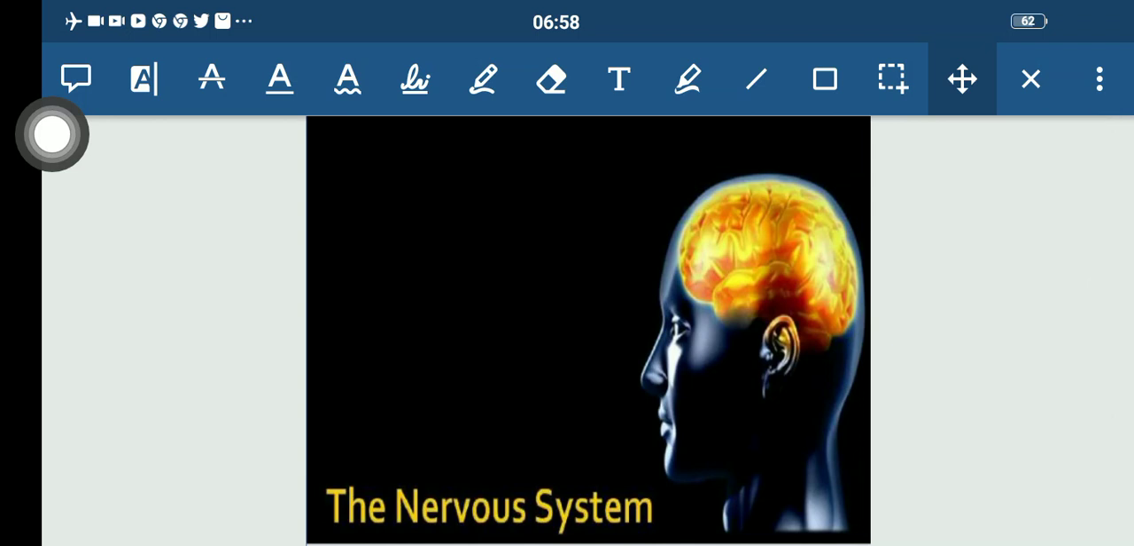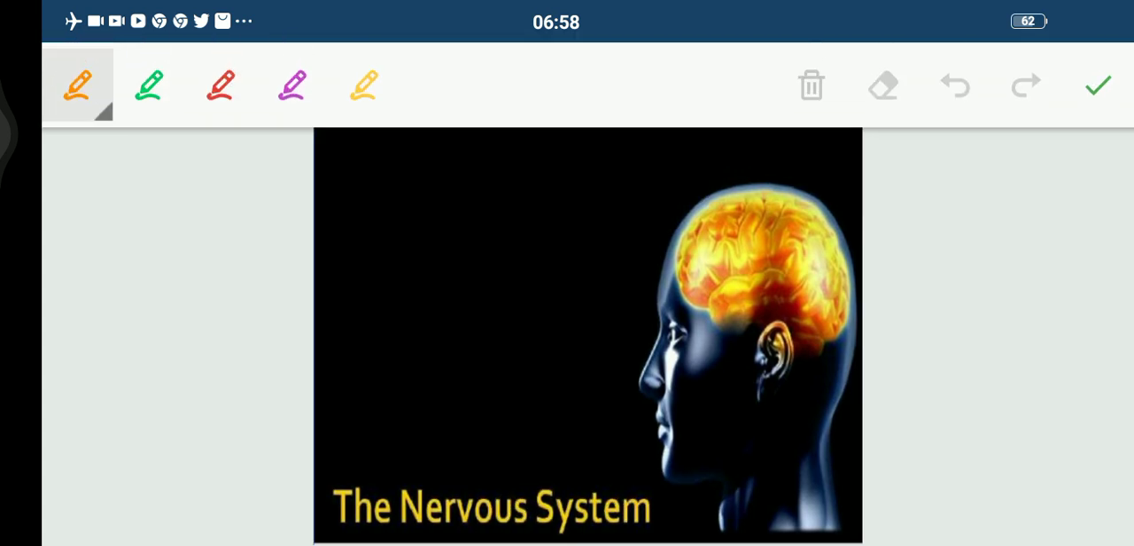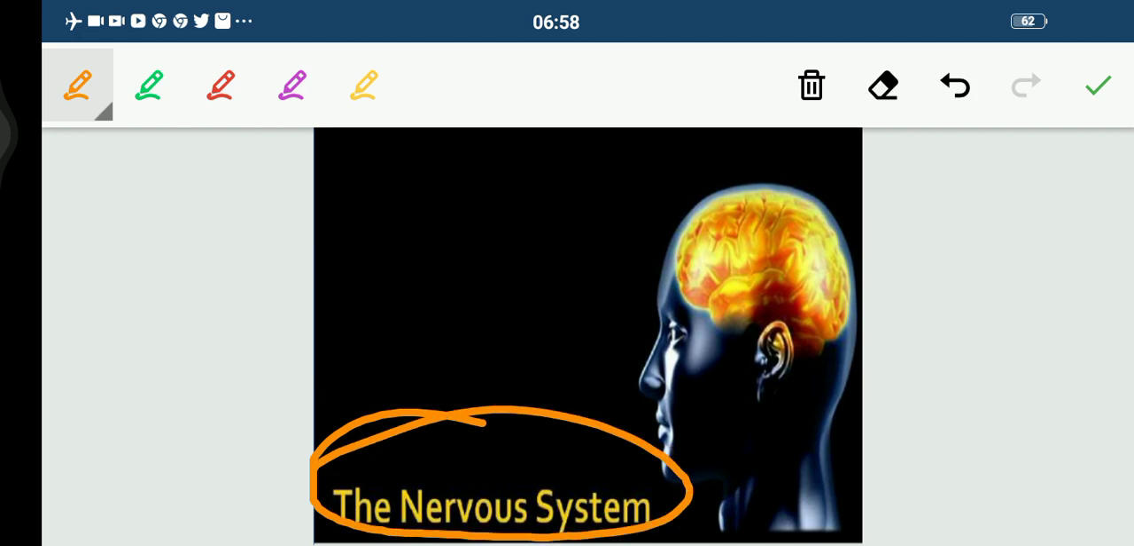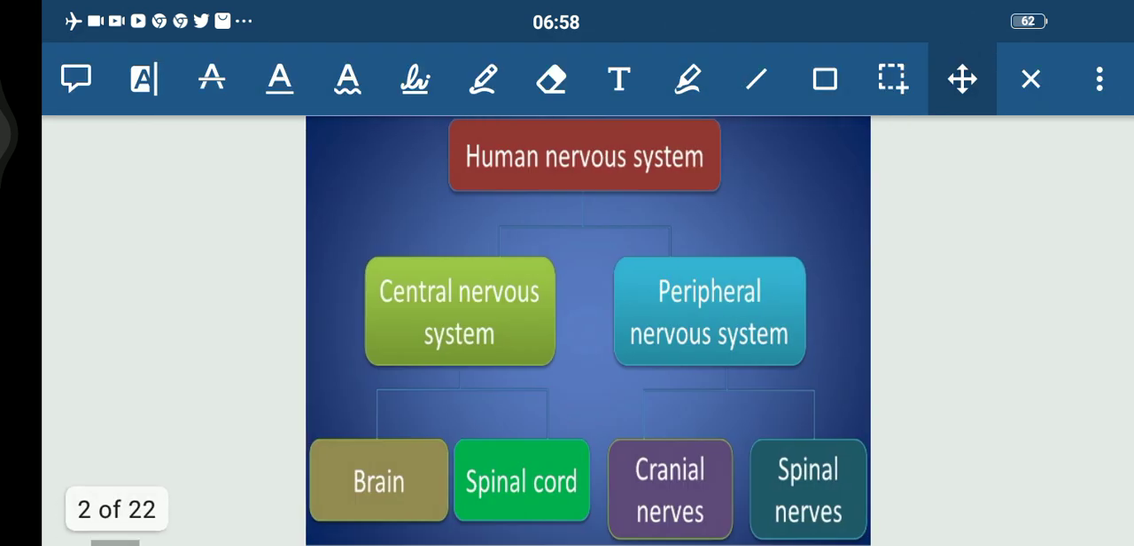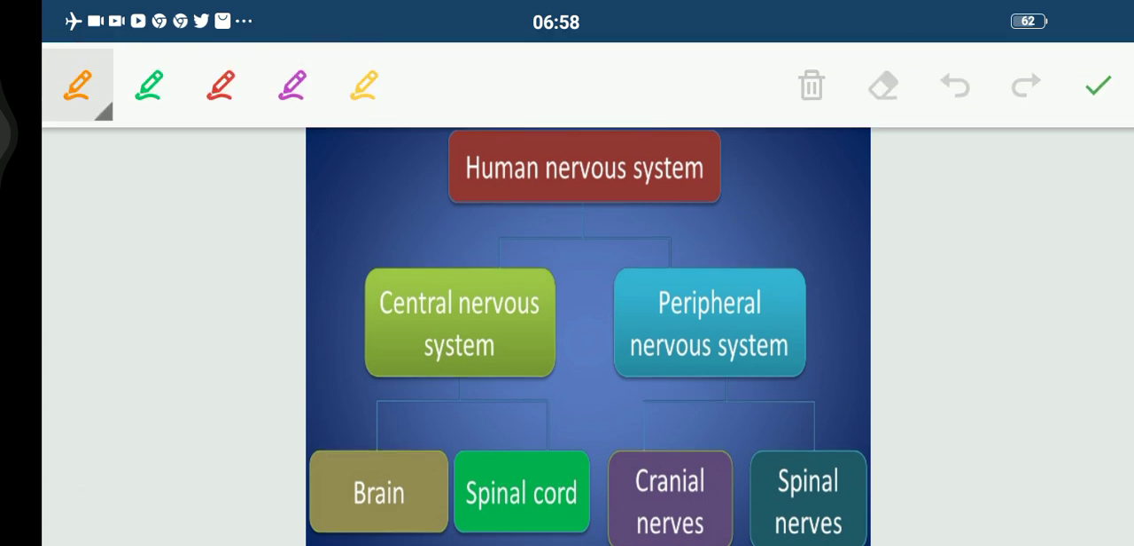Hello students. So in our today's module, we'll be studying about the nervous system. Now students, talking about the human nervous system, it is divided into three main systems.